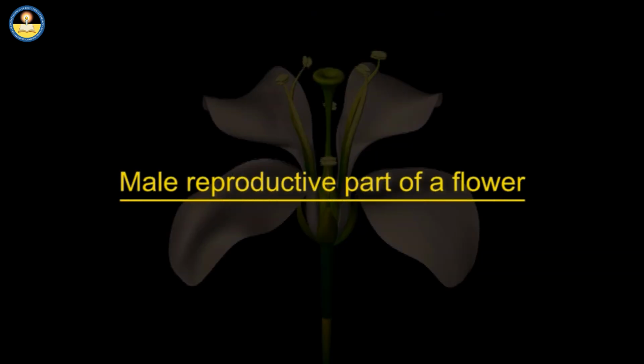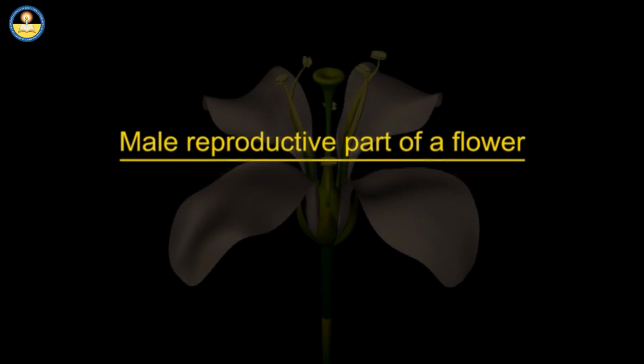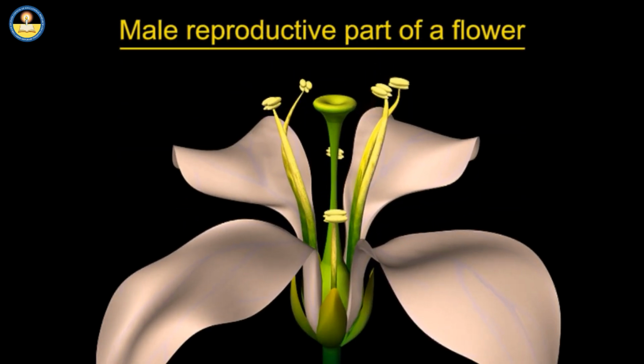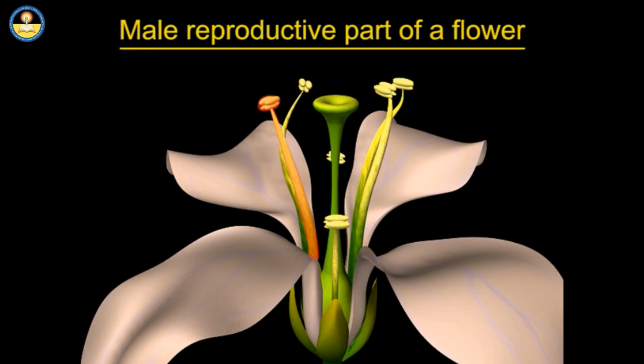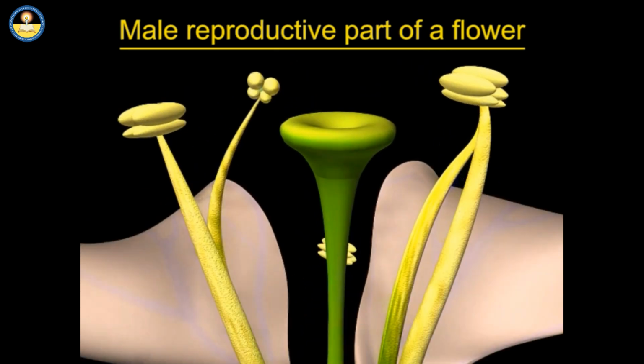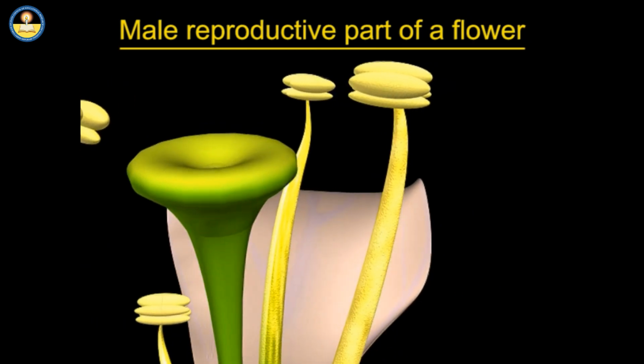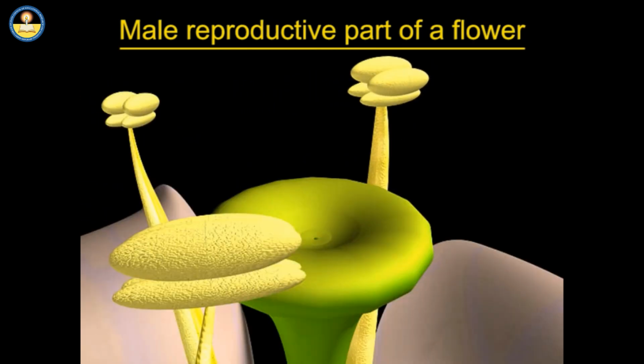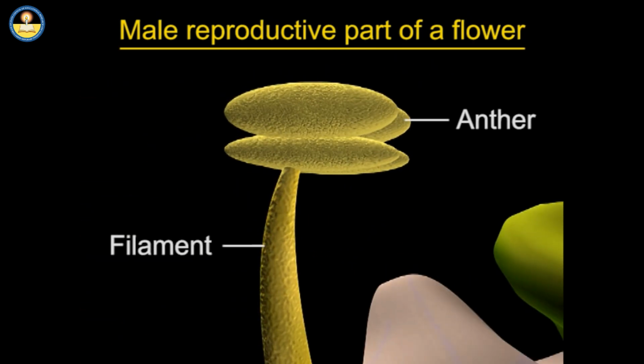Male reproductive part of a flower. Individual units of androecium are called the stamens, and collectively all stamens are known as androecium. Each stamen has a thread-like filament at the free end of which a lobed structure, anther, is attached. Anther is the part which produces pollen grains. Let us study the structure of anther.